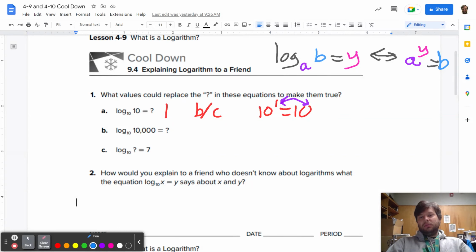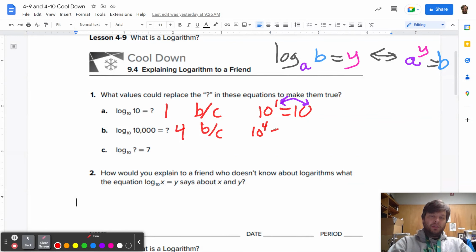So that's the idea with logarithms, is that they rearrange who is playing on top and who is on the other side of the equation. The part that stays in the same spot is the base. The base stays on the bottom. So if I look at problem B, log base 10 of 10,000 is 4. The reason is 10 to the fourth equals 10,000.